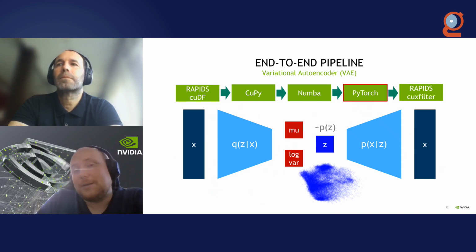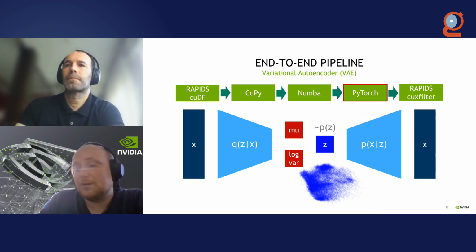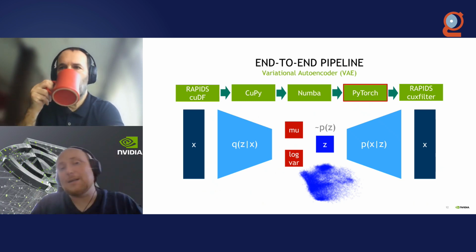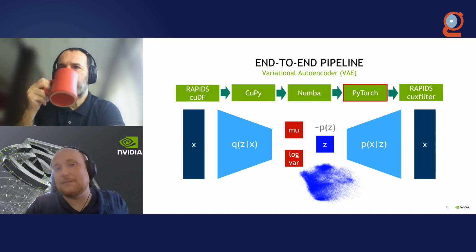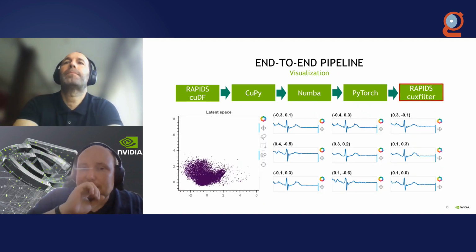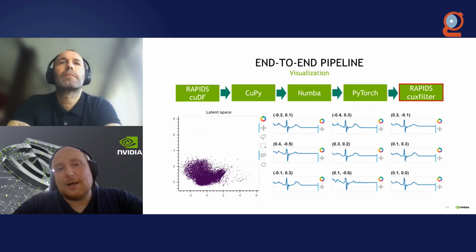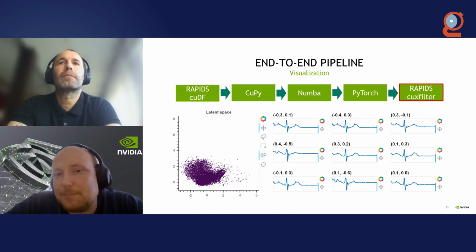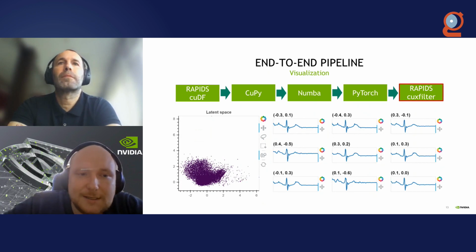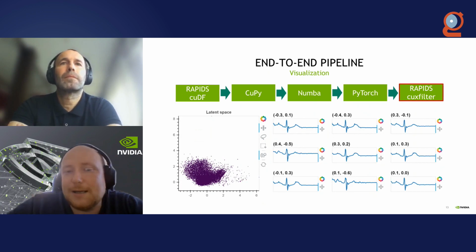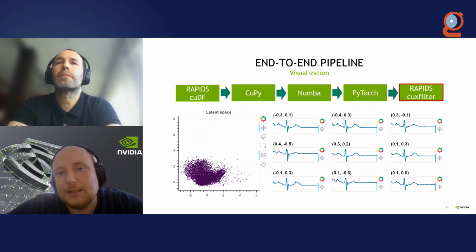Again, I don't need to repeat it anymore, but in order to train a model in PyTorch with data coming from Numba, we need to convert data from A to B. Finally, you might want to visualize your data. We do this here with RAPIDS cuxfilter. You see again on the left the latent space, on the right the output of the decoder.